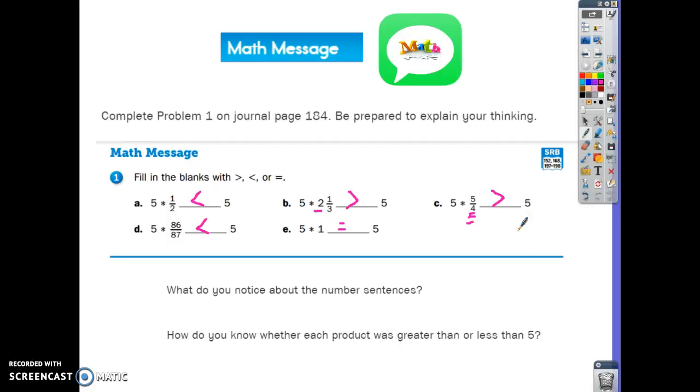So, do you have any questions on how this works? What did you notice? Well, I noticed when I multiplied by a fraction that my answer was going to be less than 5. And if I multiplied by a whole number, it was going to be greater than 5. That's what you're really looking for here.